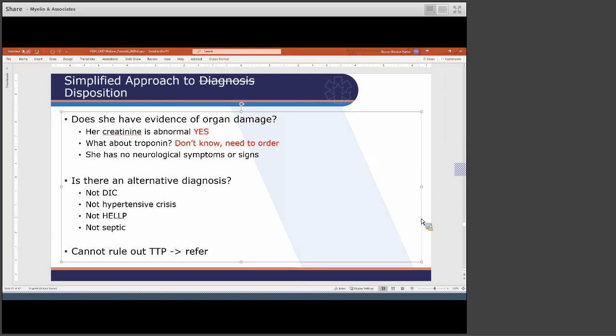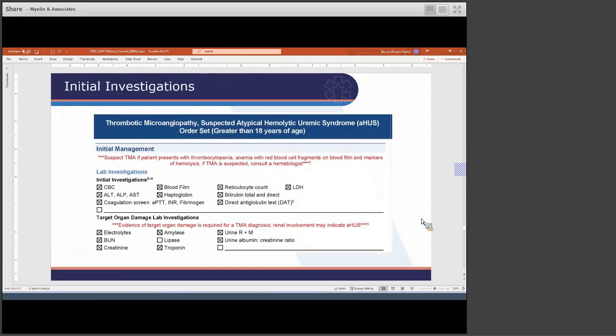She does not have hypertensive crisis. Her blood pressure is normal. She's not pregnant, so this is not HELLP. And she's not septic. So she is one of those cases where you cannot rule out TTP, and so you should refer her. So let's go to the next slide.